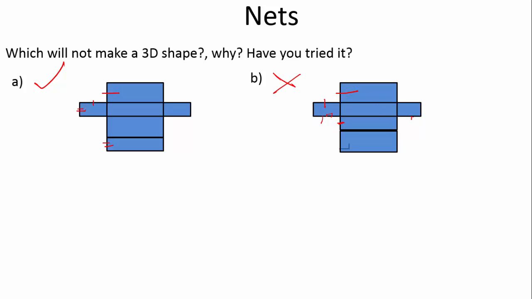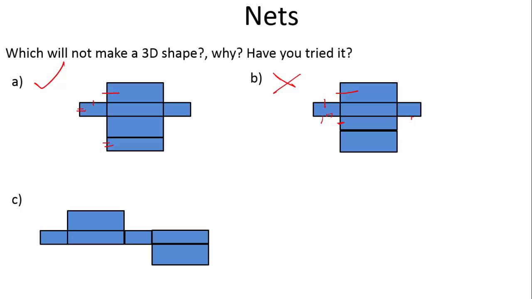Cut it out and try it. What about this? Would this make a 3D shape? Let's have a think about this. Again, the best way to do it is to cut it out and try it. But if you fold it here, fold it here, fold it here, you'll see that this creates the base of the rectangle, and then this will go on that side, and this will stay on this side.